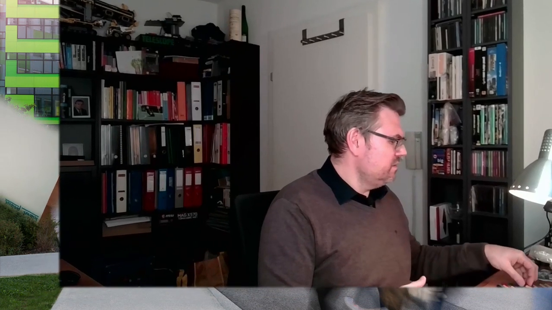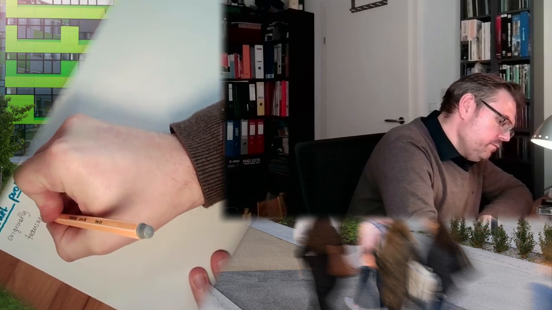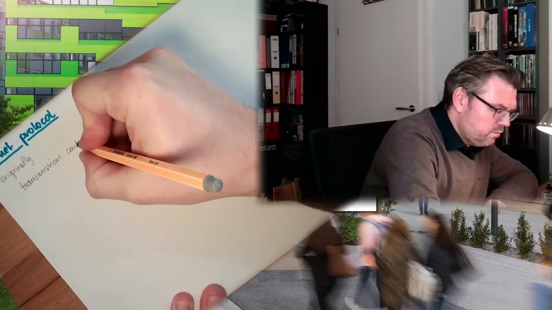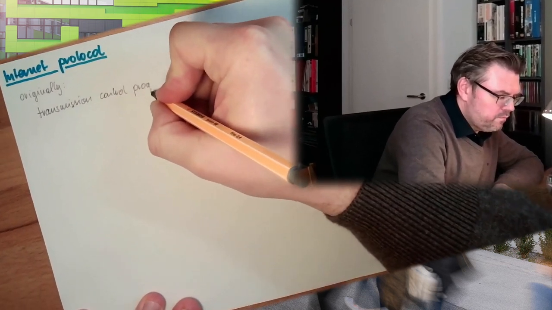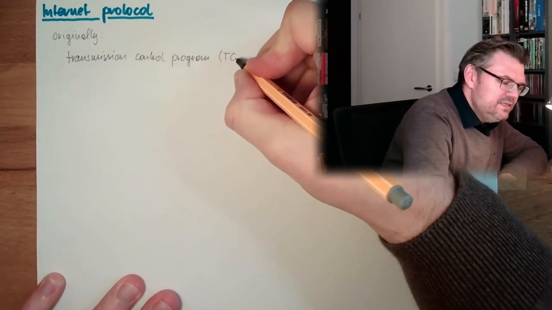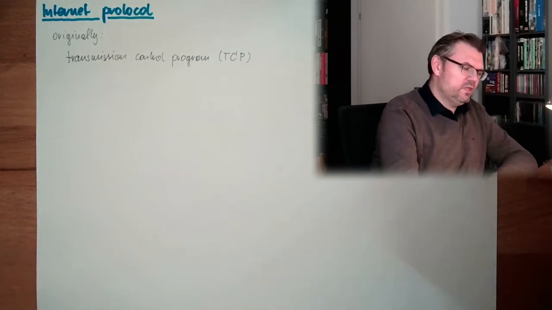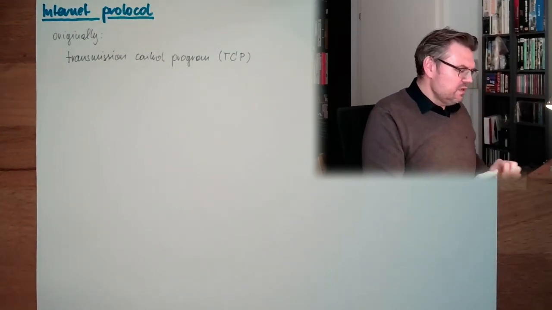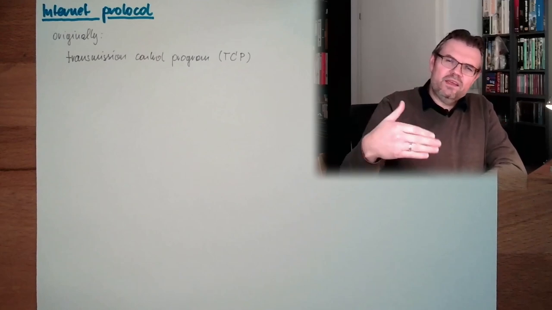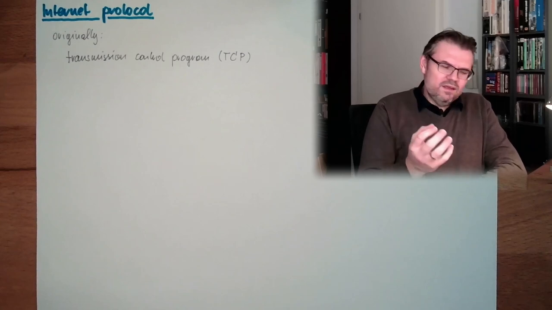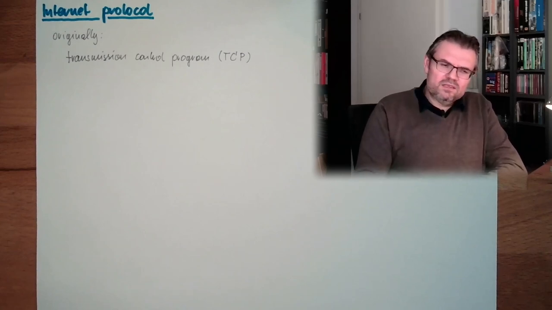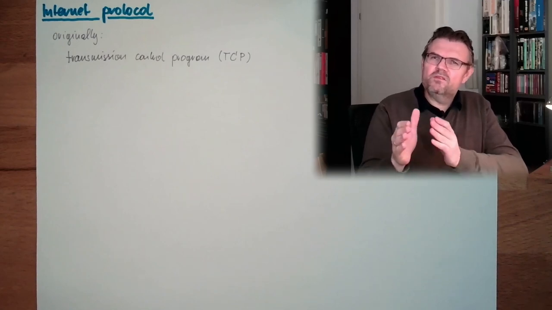So the Internet Protocol previously was designed as a thing which was called a transmission control program, originally. There's also TCP, the abbreviation of this: Transmission Control Program. It was a thing which was designed to get a data stream from here to there. And then this was a monolithic protocol, and then it got modules. Alright, then it got separated into different modules.